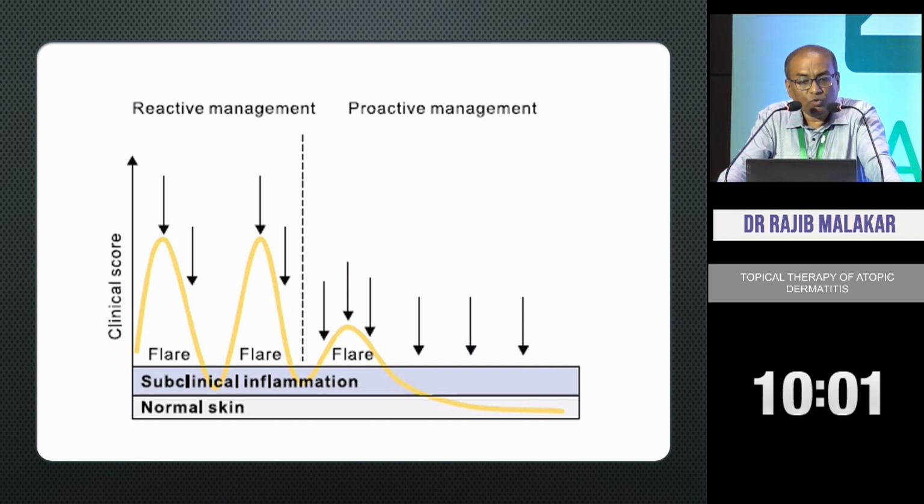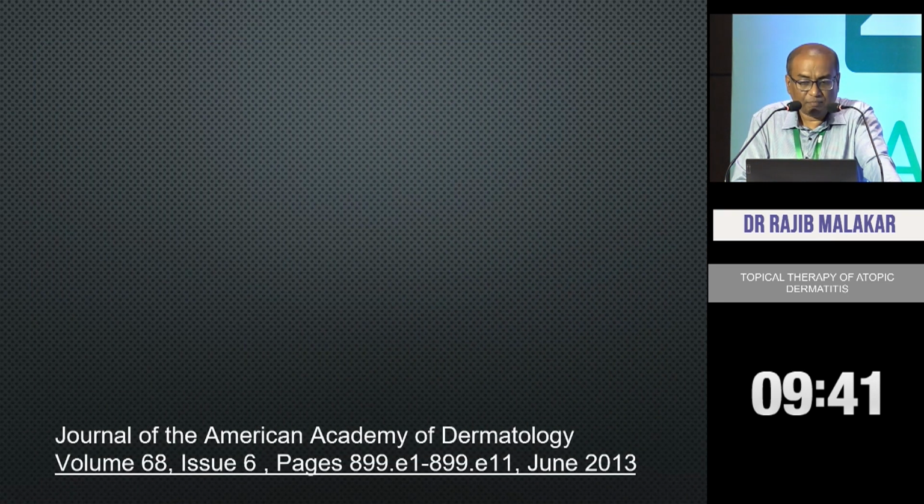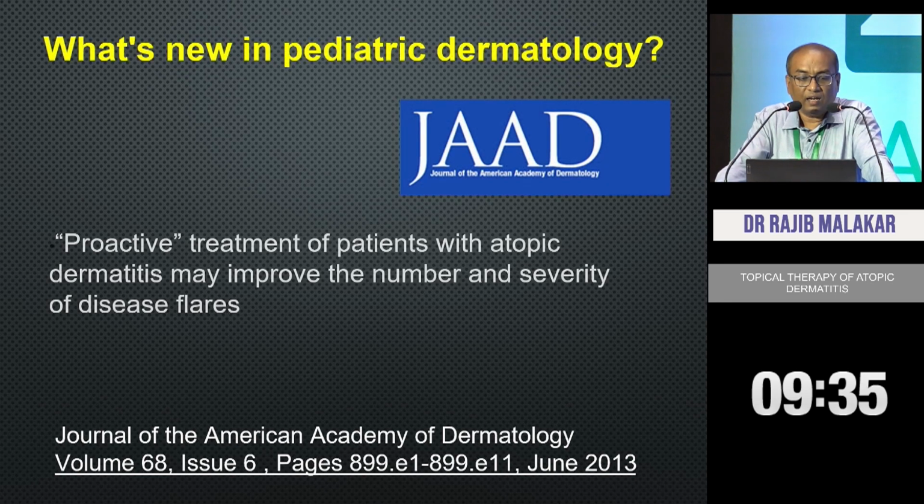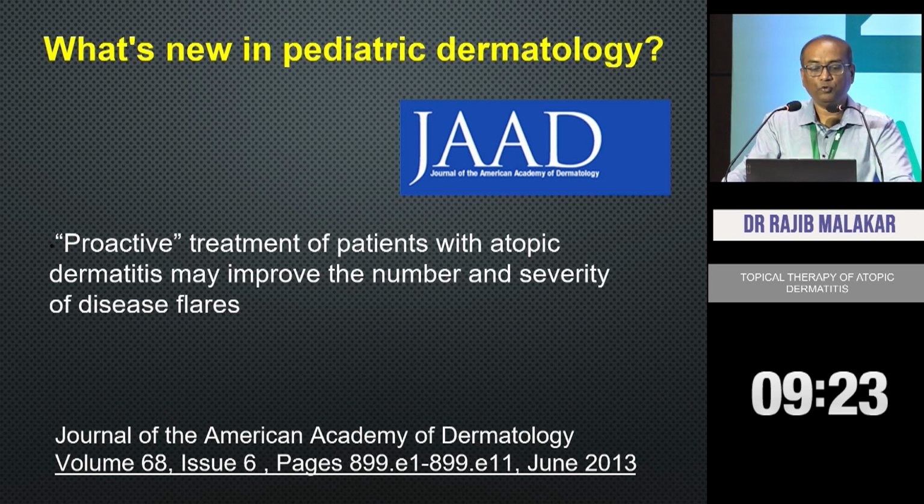So continuous use of medication in a lower dose, in a less frequent manner, might be a good idea to control that subclinical inflammation in order to limit the precipitation of flares. This has been clearly mentioned in the Journal of the American Academy of Dermatology in 2013, where they specifically mention that proactive treatment in patients of atopic dermatitis may improve the number and severity of the disease flares.